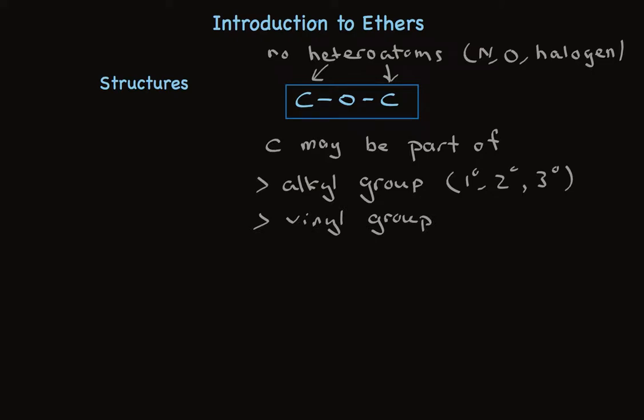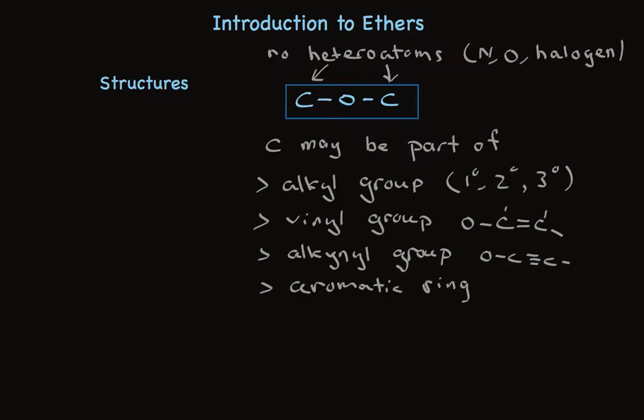Those carbons might be part of a vinyl group. So we would have a group that looks like this with other things attached to those carbons. Or it might be part of an alkyl group. So we'd have a group that looks like this. Or it might even be part of an aromatic ring. So we have the oxygen attached to this special ring. It has a six-membered ring with alternating single and double bonds.